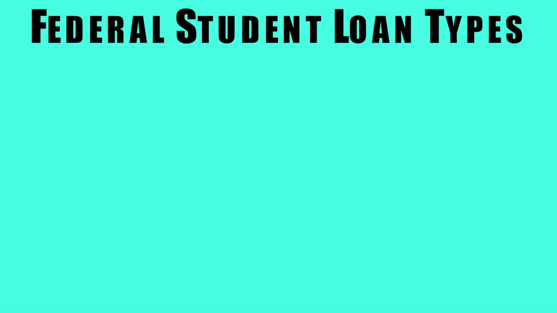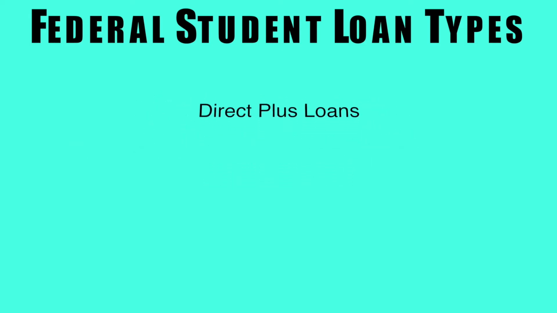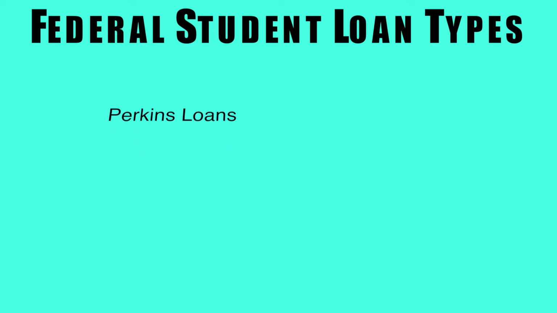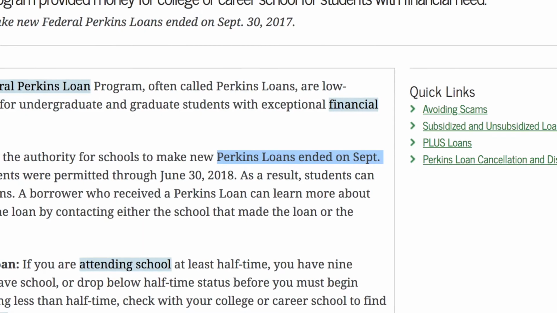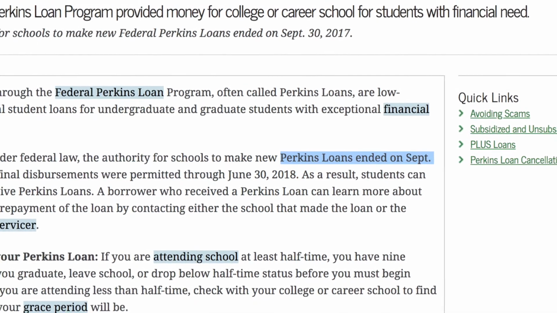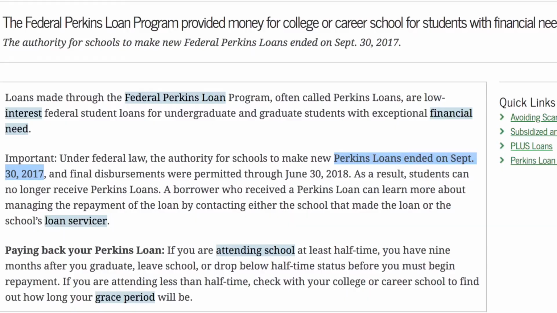So let's go ahead and dive a little bit deeper into federal student loans. There's a lot of different loans that fall underneath federal student loans, including direct subsidized loans, direct unsubsidized loans, then there's direct PLUS loans, direct parent loans, as well as Perkins loans. Now, as of September 30th, 2017, Perkins loans are no longer available to students, and so the schools no longer have the authority to give those out. And so we won't be talking about that too much more, but we'll talk about some of the repayment plans later on.